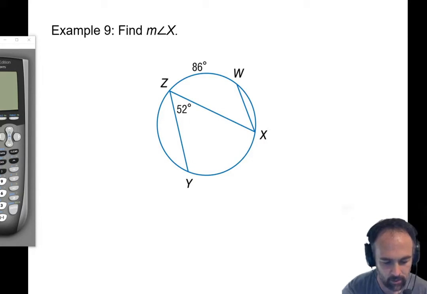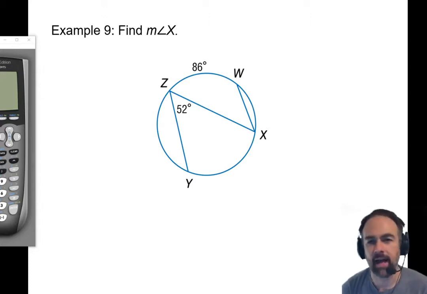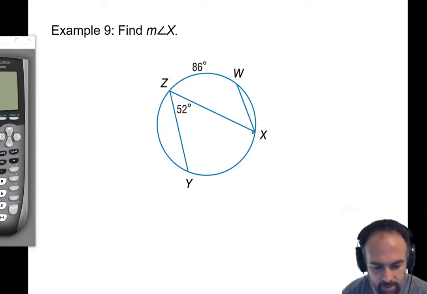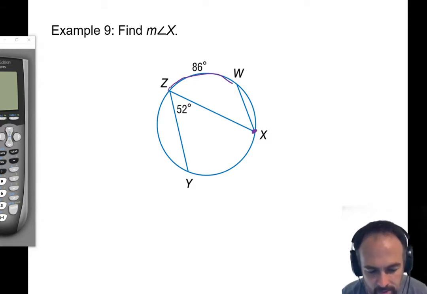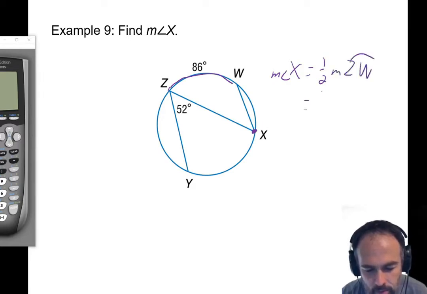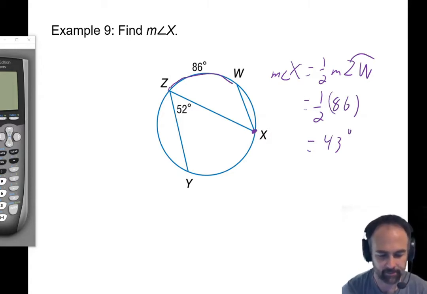And my ink color, let's do it in purple now. Okay, find the measure of angle X. Looks like angle X is my inscribed angle on the right. It is an inscribed angle, and it intercepts arc ZW, which is 86 degrees. Therefore, the measure of angle X is equal to 1/2 the measure of arc ZW, which is 1/2 times 86, which, hey, I can't do that one in my head. That is 43 degrees, just cutting it in half.